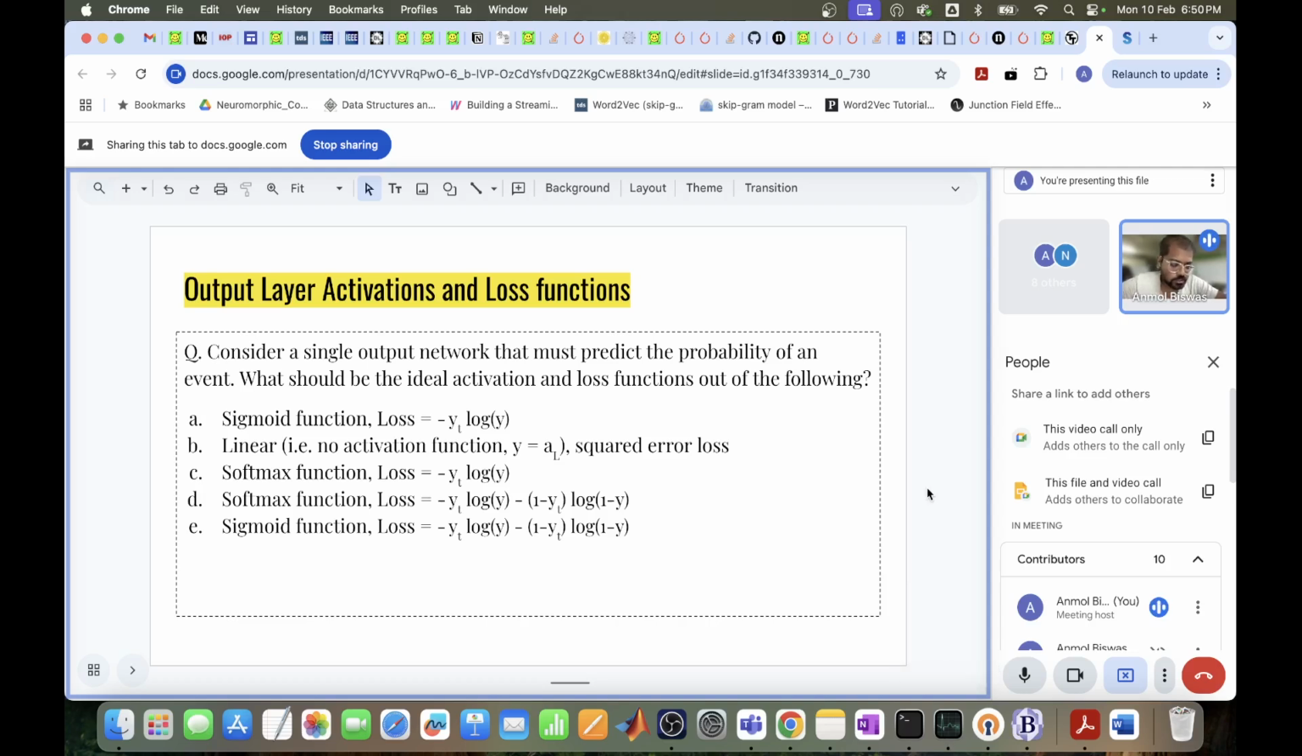So keep in mind those properties of probabilities and try to figure out which combination of activation and loss functions would be most suitable for this problem, right? Once again, I will give some time for you to work it out, and you can share your answer in the chat.